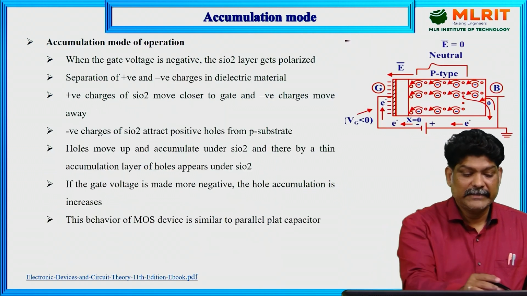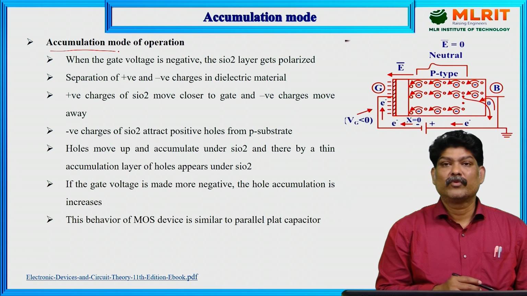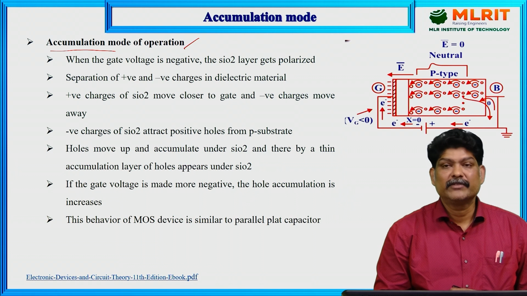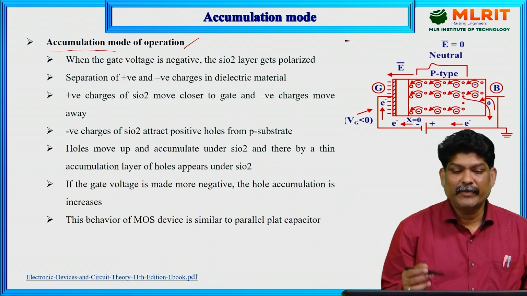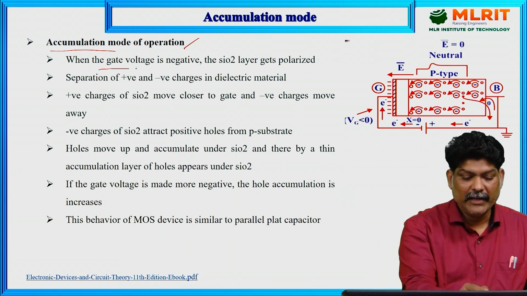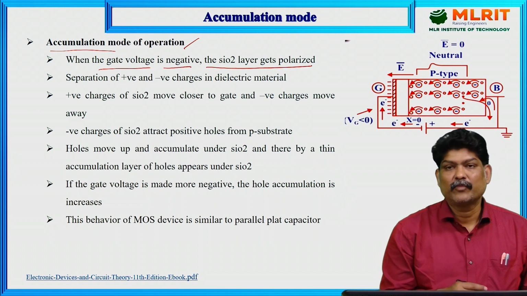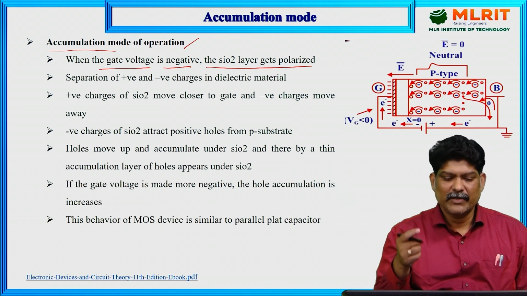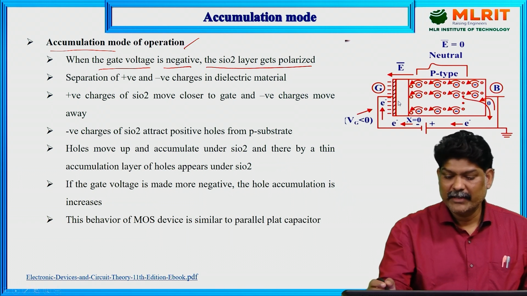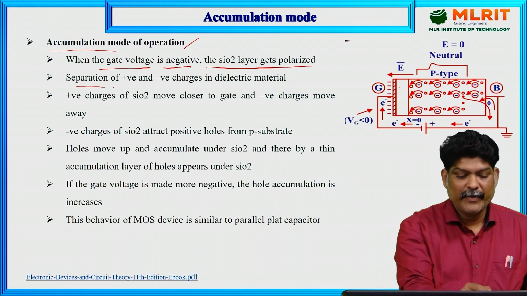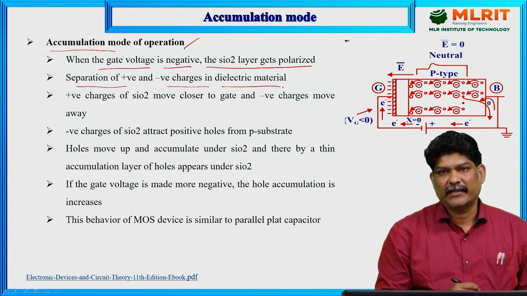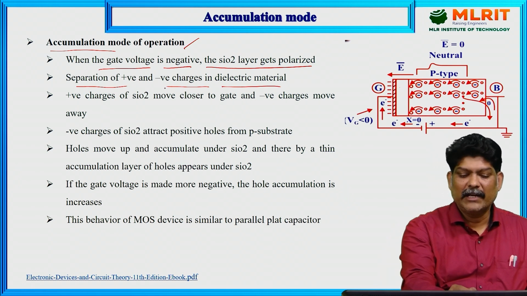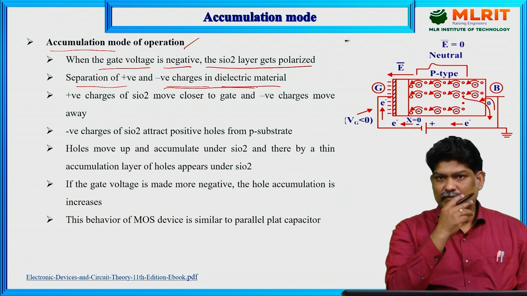Now coming to the second mode, the accumulation mode of operation. Here we are giving some voltage. When the gate voltage is negative, the SiO2 layer gets polarized. Polarization means the charge particle changes, positive to negative, negative to positive. So the SiO2 oxide layer gets polarized. What do you mean by polarization? Separation of positive and negative charges in the dielectric material is nothing but polarization.